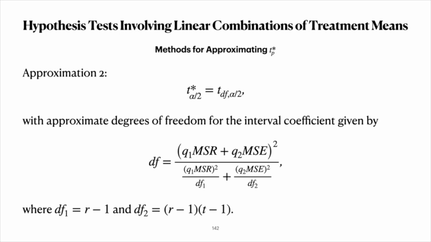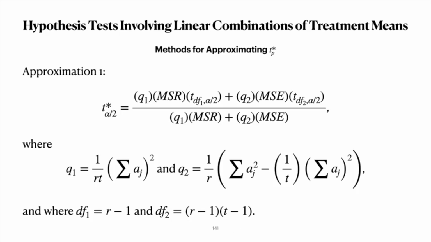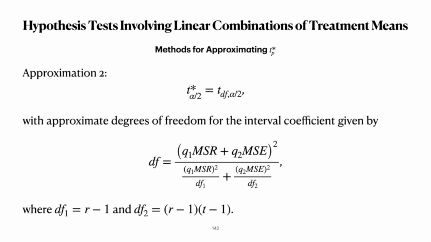All right, so on this slide we're estimating the degrees of freedom, whereas in approximation 1 what we're doing is taking a weighted average, all right, of the critical points from two different t-distributions, a t-distribution with r minus 1 degrees of freedom and the t-distribution with degrees of freedom equal to r minus 1 times t minus 1. So two different approaches to getting an approximate t-value, an approximate critical point in this context. And often these two approaches will provide approximate t-values that are very close, but again, they're not exactly equal.